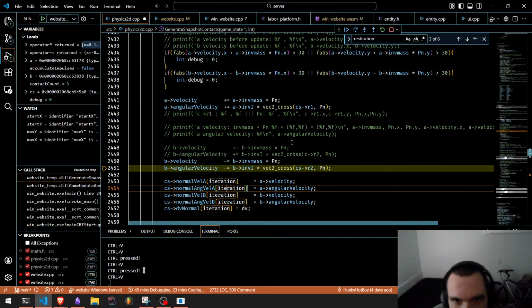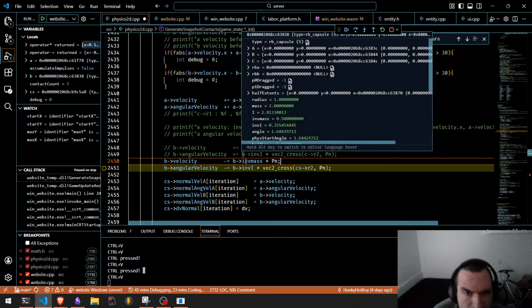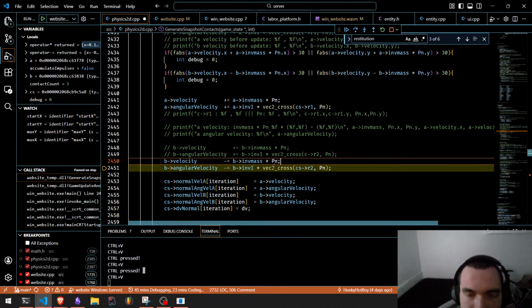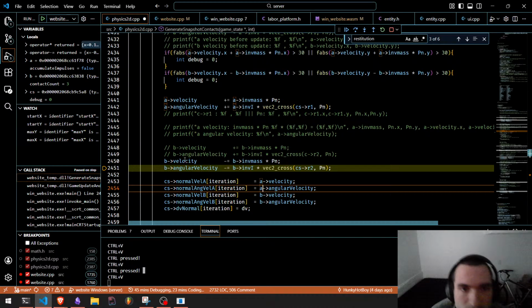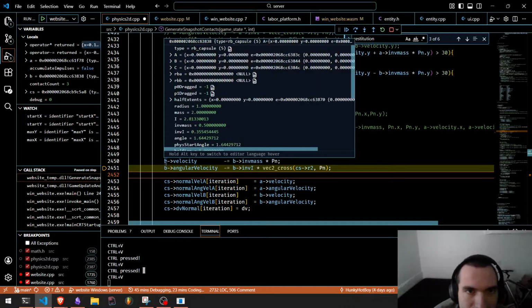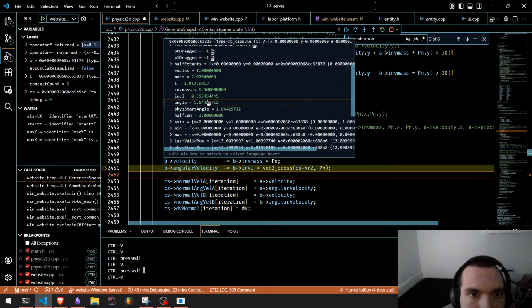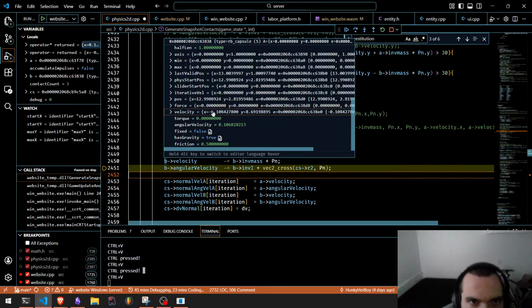Man, I went one step too far in the debugger. I guess I could store a temporary variable value there. 0.5 times PN. Somehow the velocity of the capsule flipped. Now it's going up. Velocity, where's velocity? Right there.